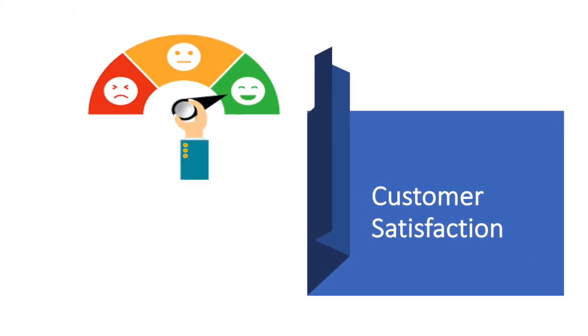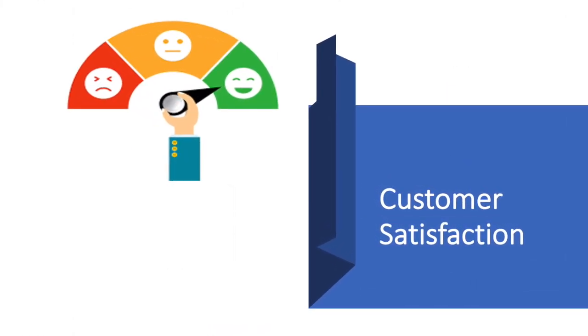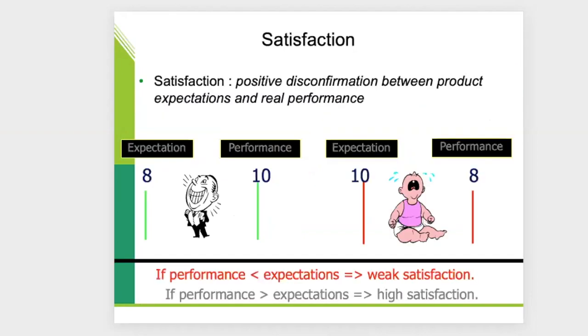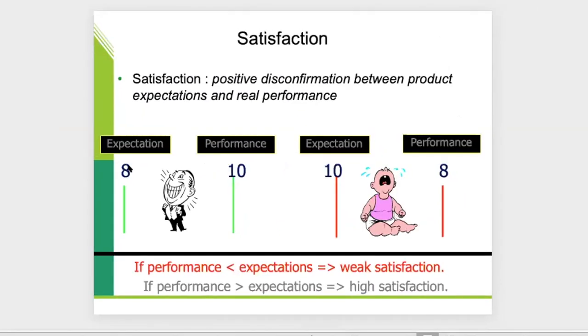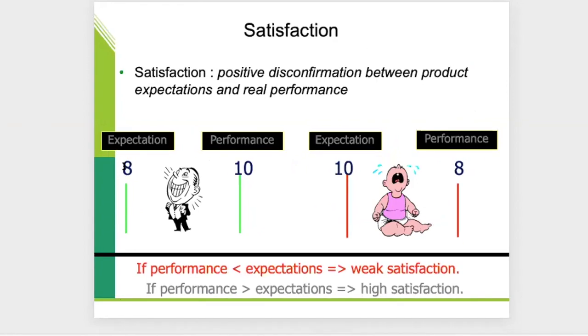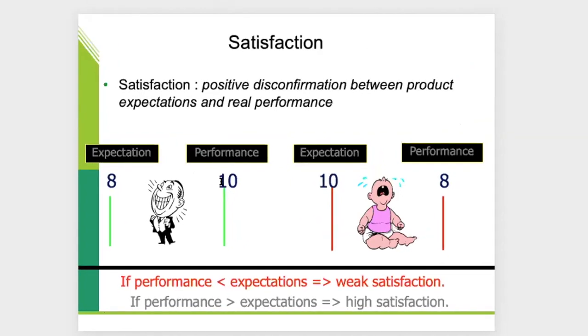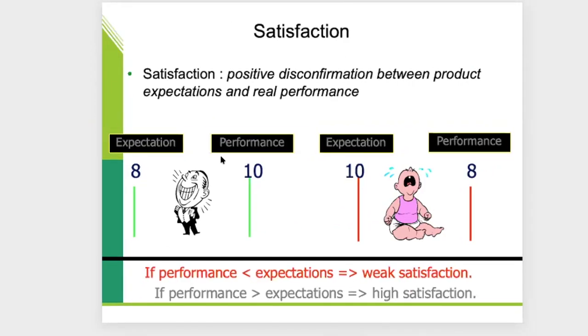These are antecedents of satisfaction. So satisfaction is influenced by product, service, and employee performance. So satisfaction is actually a positive disconfirmation between product expectations and real performance. If you expect, on a scale between 1 and 10, an 8, and when you consume the product or the service, you perceive it as 10, then you have a positive disconfirmation between what you expect and what you really perceive.